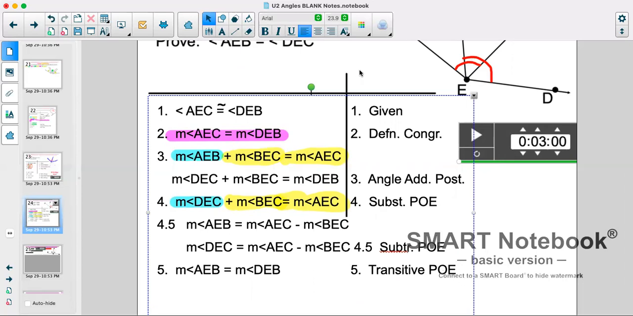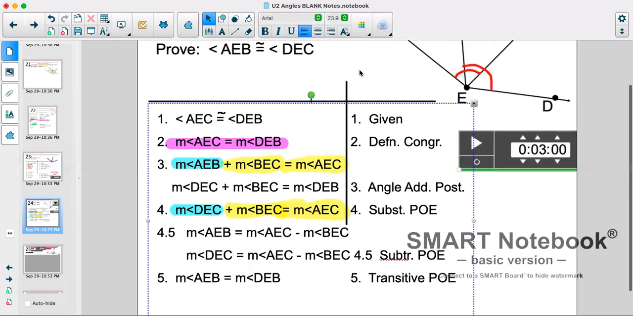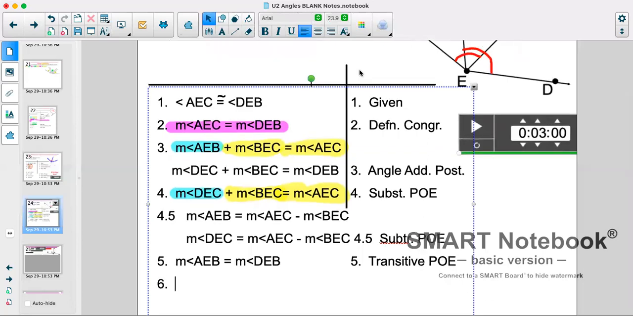Now, that is not what we're trying to prove. What we have are equal measures of angles. What we're trying to prove are congruent angles themselves.